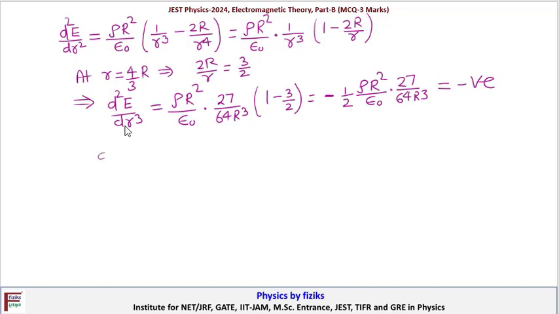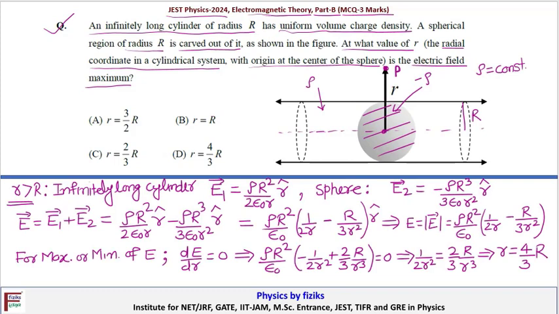So at r equal to 4 by 3 R, E is maximum. Now from the given options we can check that option D is correct.